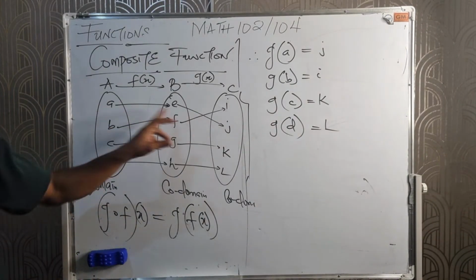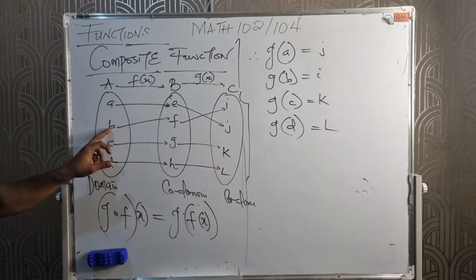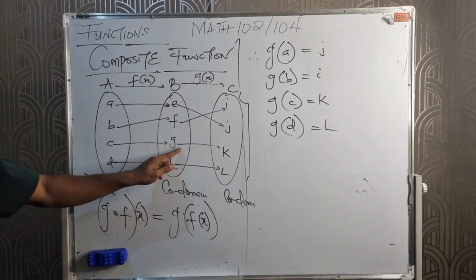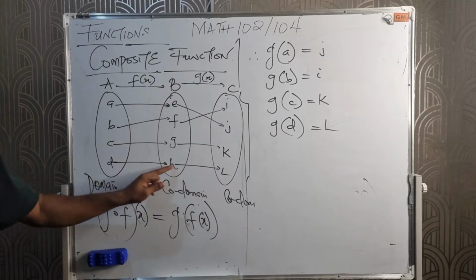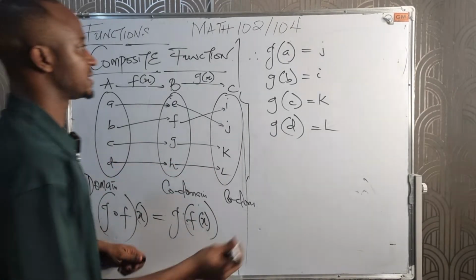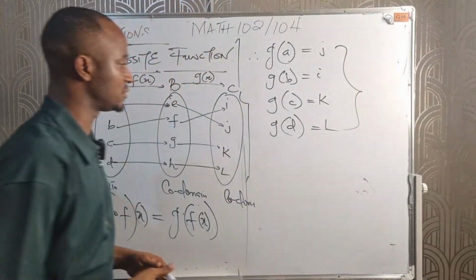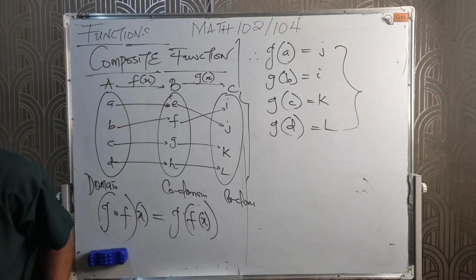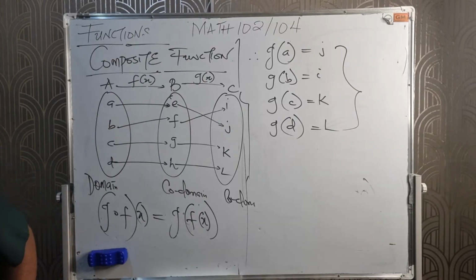This is how to represent composition of mapping function. G of a is j. G of b is i. G of c is k. G of d is L. Just like that. Okay, let's see a good example under composition of mapping function. Please, if you are following, indicate that you are following.